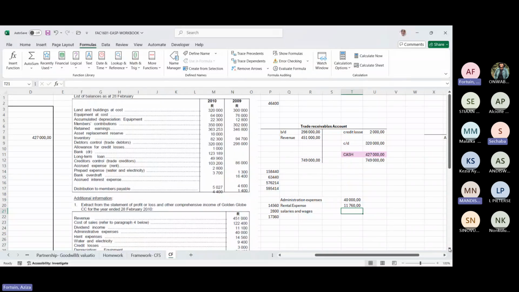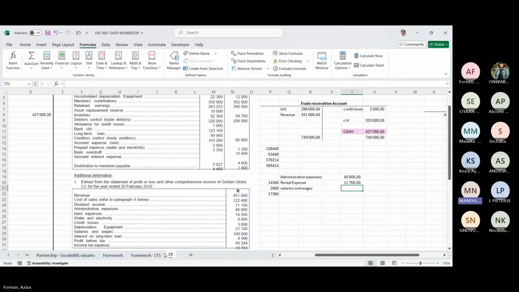How much was your salaries? Salaries. I think it's 190, because I think there's nothing said on salaries. Yeah, there was nothing else.